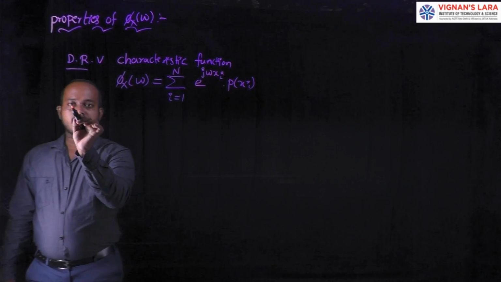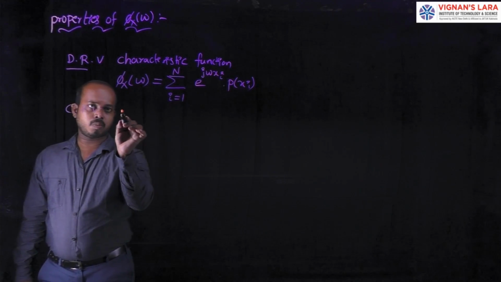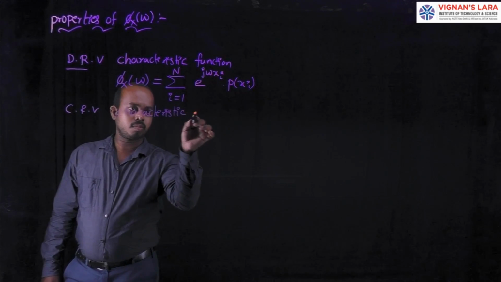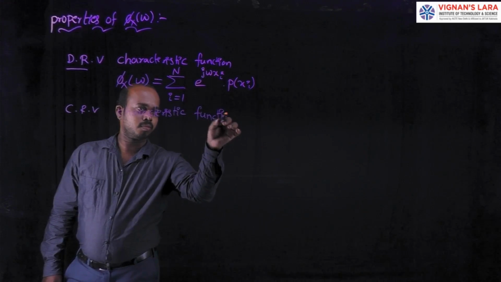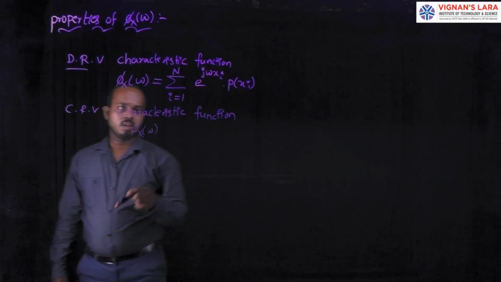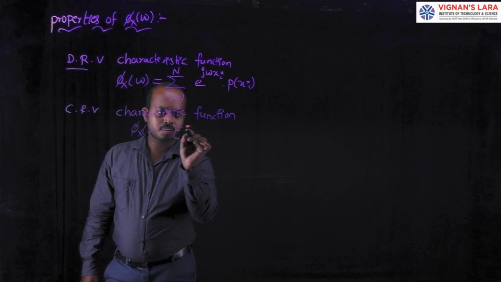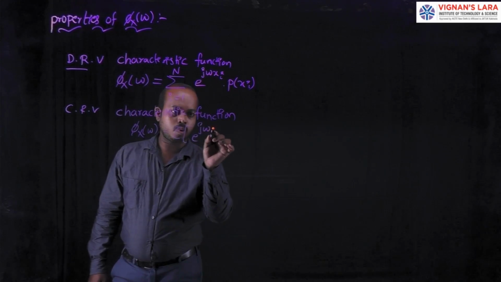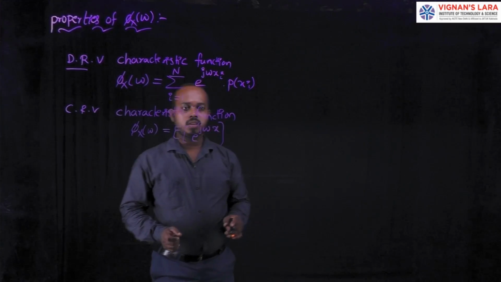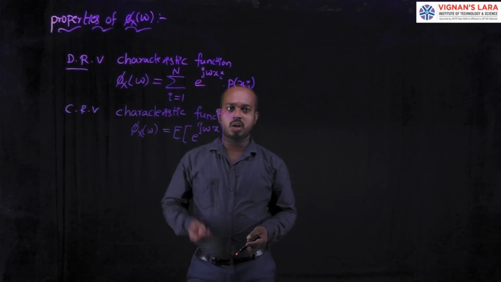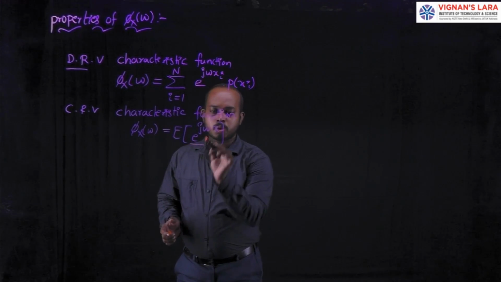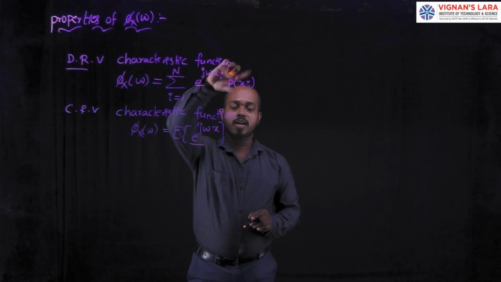In case of a continuous random variable, the characteristic function is Φx(ω). We can also write it as the expectation of e^(jωx). Here you can identify the difference between the normal value and a characteristic function. Here you are only replacing the x value with an exponential term. The remaining function is as it is.